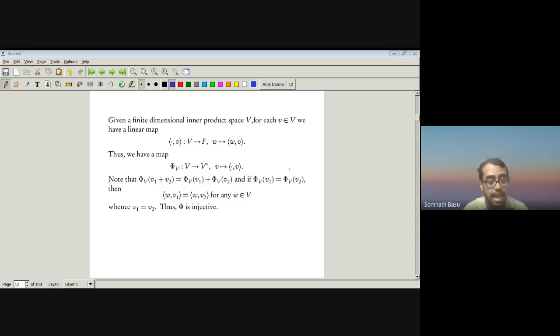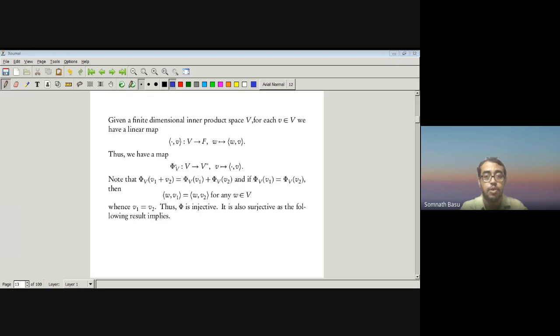It's additive, so phi v is an additive map. So capital phi v of little v1 plus little v2 is capital phi v of v1 plus capital phi v of v2. So you can ignore the v here for the moment. This is really a capital. This capital phi is determined by the inner product. So if you want, you can ignore this v. It's an injective map, and it's surjective.